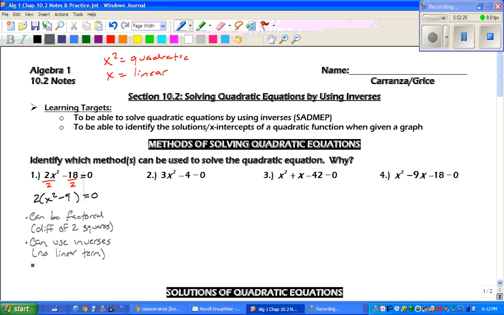And the last one, and remember, this can be used on all of them, is you can use the quadratic formula. Okay? And that always works. Like, Mr. Grice, what's the quadratic formula? You're going to find that out soon.